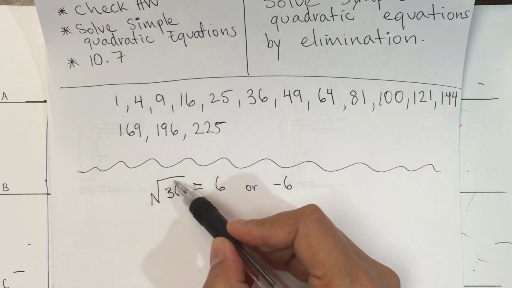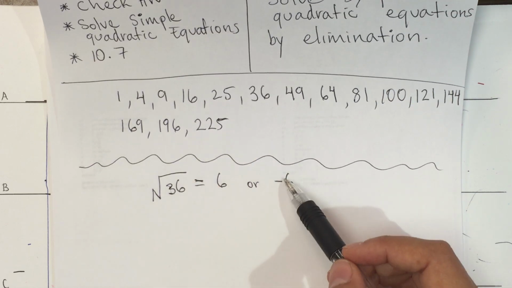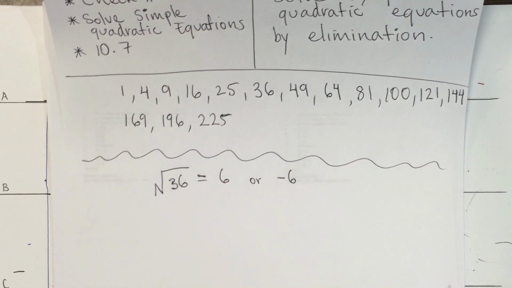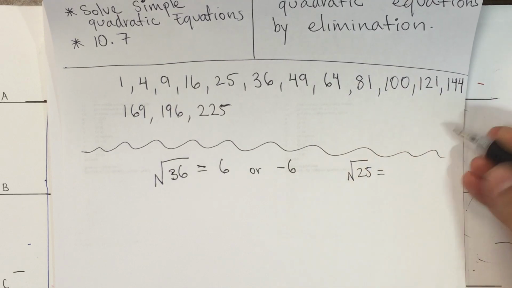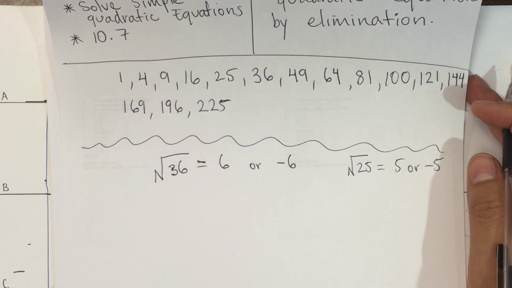Again, whenever we're taking the square root of a number, we can say that we have the positive and the negative of the square root of that number. So another example is the square root of 25. The answer will be 5 or -5.